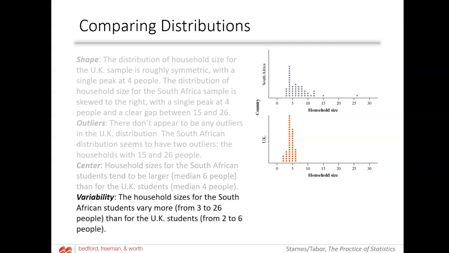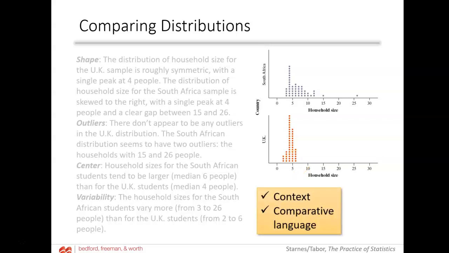Okay, variability. So household sizes from South Africa vary more. It's not an ER word, but it is a comparative word. So they vary more because they stretch from 3 to 26 versus the UK data, where their household numbers stretch from 2 to 6. So far less variability in the UK data.